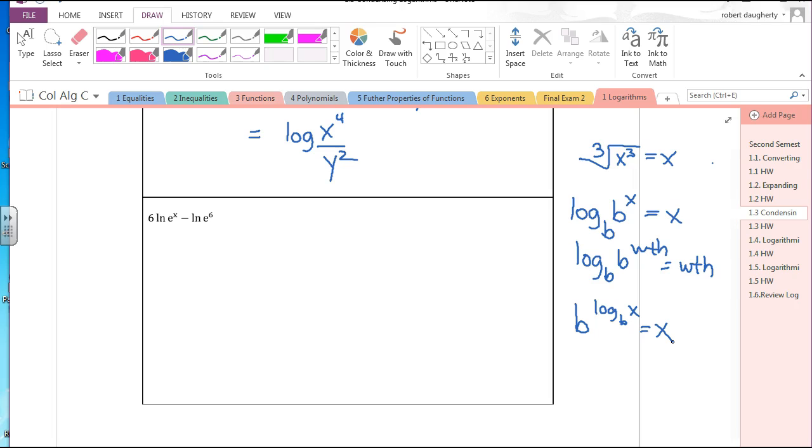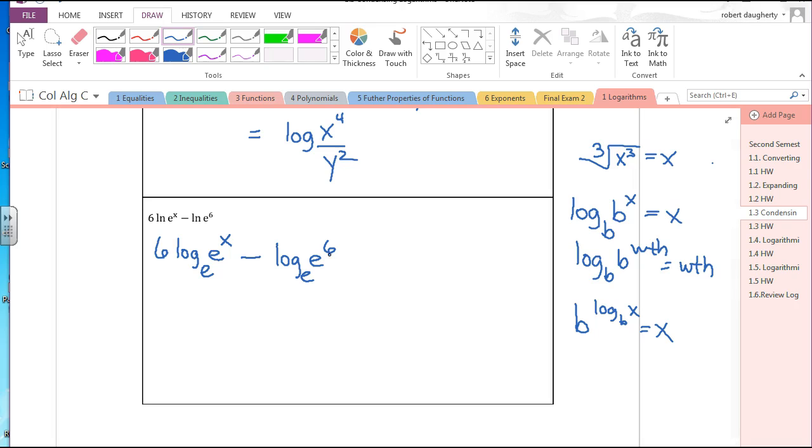Now, we're going to use that here. This is 6. What is the natural log? It's what? Log base what? E, okay? This is 6 times log base E of e to the x minus log base E of e to the 6, okay? Does everyone agree with that? That's all natural log means.